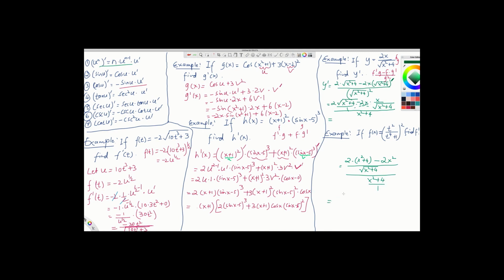Let me FOIL the numerator first. 2x squared plus 8 minus 2x squared over root under x squared plus 4, right? Times 1 over x squared plus 4, like that. Now you can cancel this negative 2x squared and positive 2x squared. This is just the algebra concept, right?